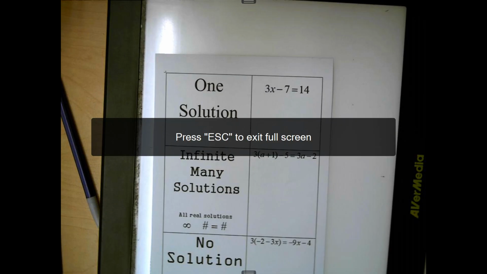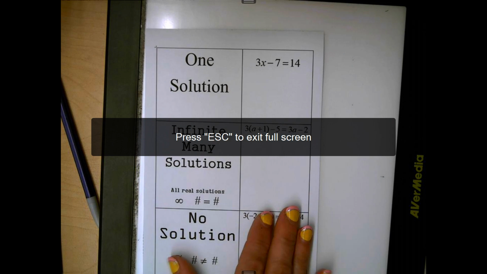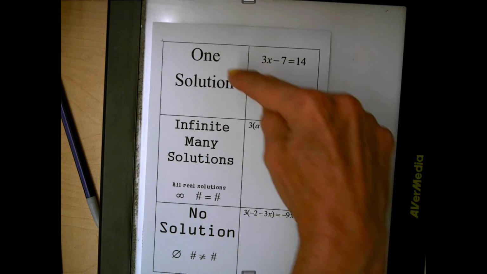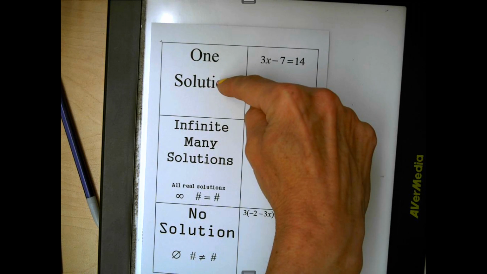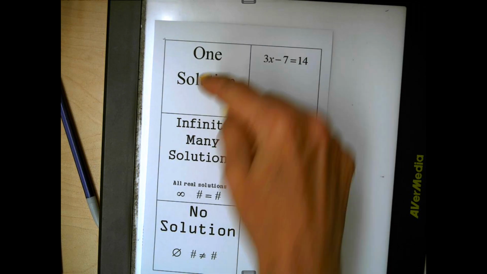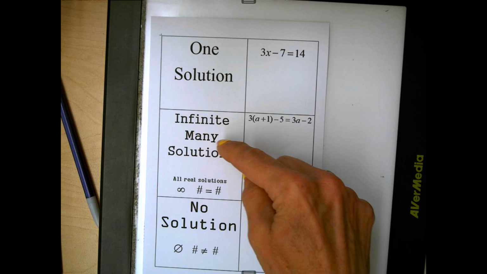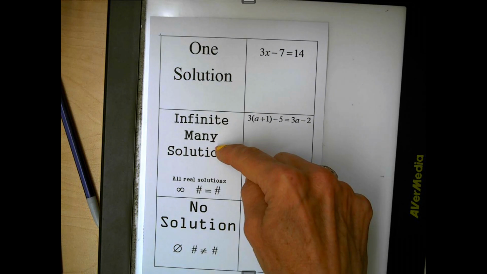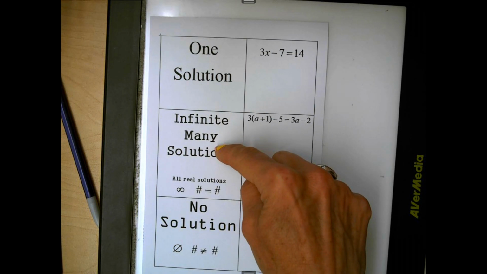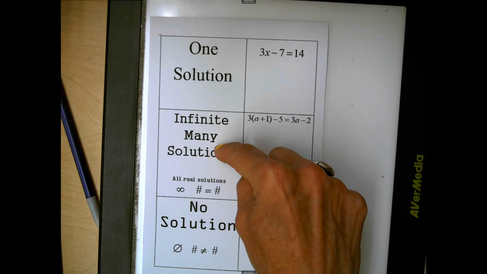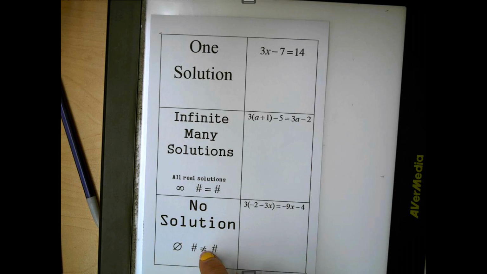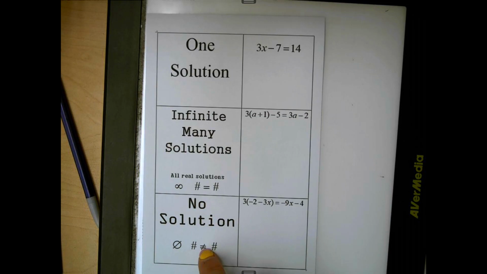Okay, you have the note sheet. So you can see we're going to have equations today that have one solution. That's what we've been doing so far. But we have a couple other different situations where we could have infinite many solutions, meaning we could substitute anything in and it would make the equation true on both sides. Or we're going to have no solution. There is absolutely nothing that will make this equation correct.